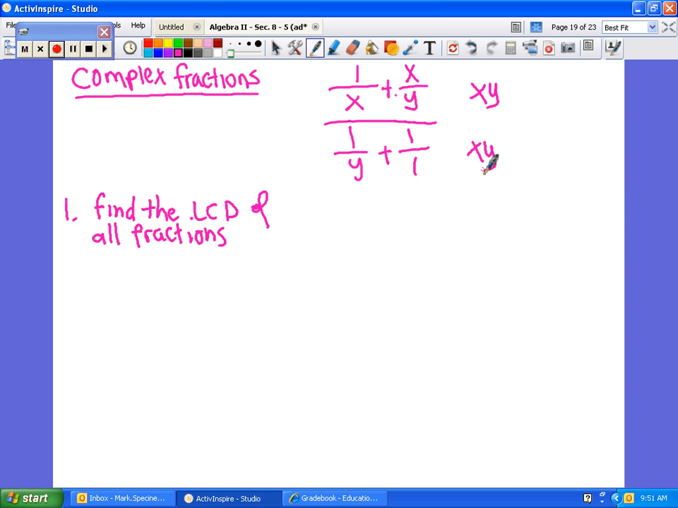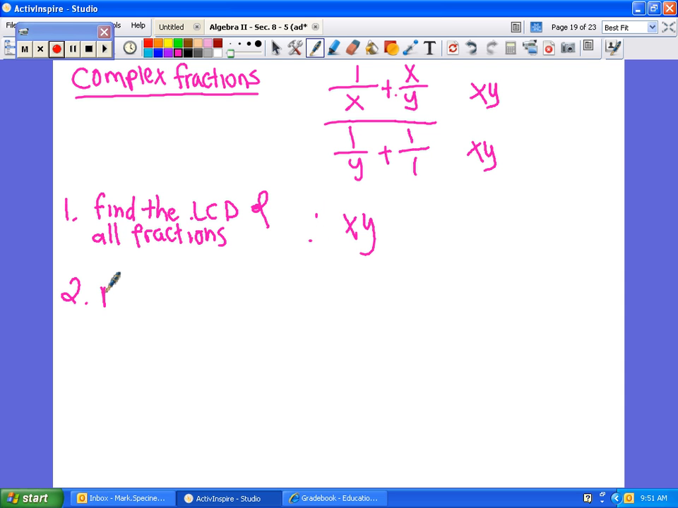Now it has to be the same for all of them. So it's not that I have x and y here, and I might have something different here. If this were a z, for example, if this were x, this were y, and this were z, then my least common denominator would be x, y, z. It's going to be all the elements that make one common denominator. Okay? So here is x times y.